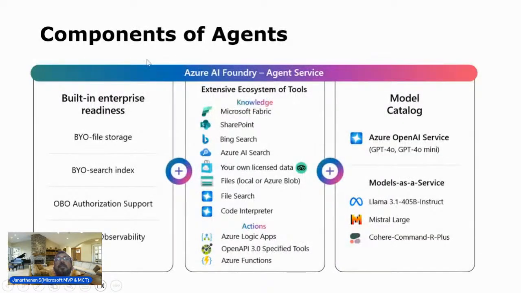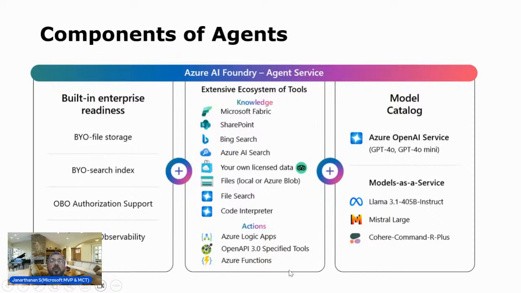Let's see the various components of the agent ecosystem. If you notice the agent ecosystem, there are two important components. One, we call it knowledge tools. The other one we call action tools. When it comes to the knowledge tools, we will be able to take data from Microsoft Fabric, SharePoint, Bing search, Azure AI Search, or else you can bring your own data to the knowledge tool section.